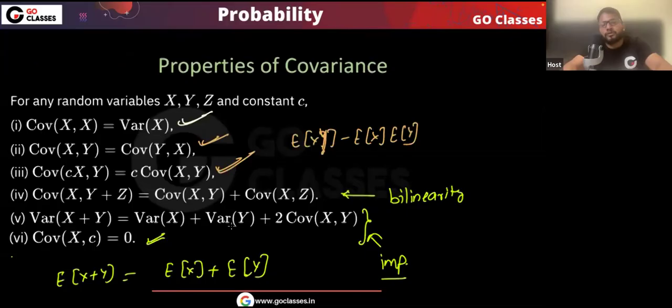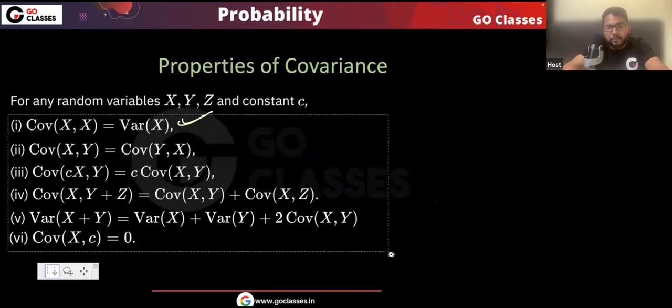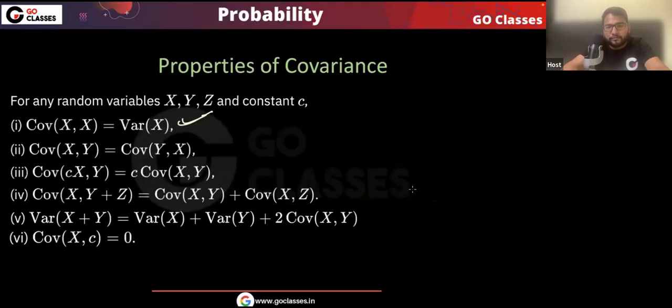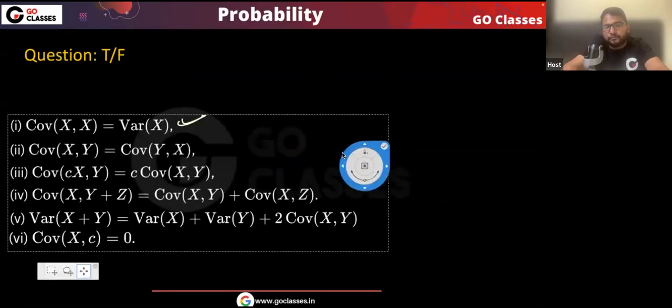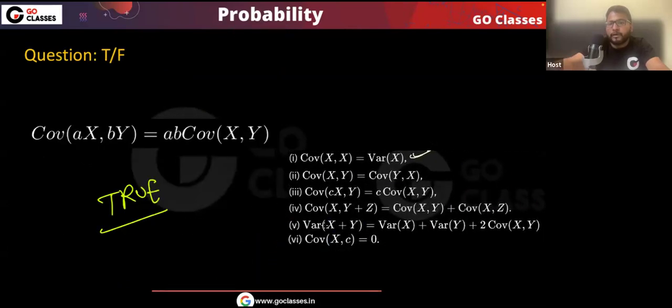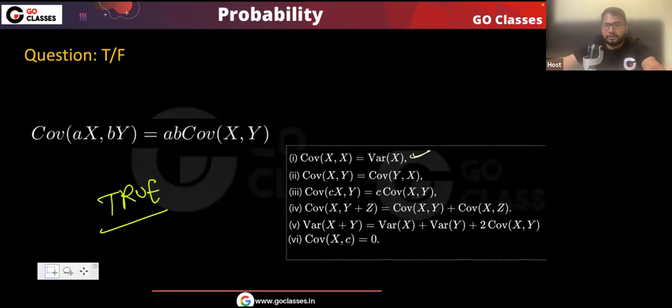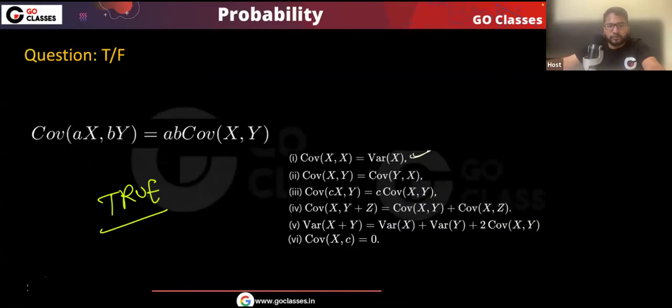Okay. Why is that true? Because of this property. Let me also write the properties for you guys so that you can verify. Why is this true? Because of property number 3. Because of this property, it is true. Let me know if that is understood. Okay. Now, let's just move to the next question. So this is true because of this property.